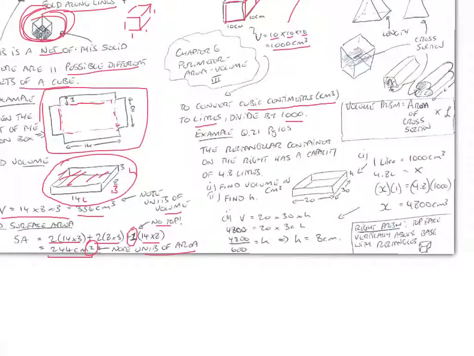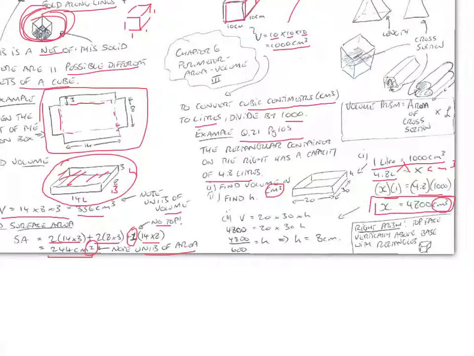The rectangular container on the right is from question 21, page 105. The rectangular container on the right has a capacity of 4.8 litres. Find the volume in centimetres cubed, not litres. So let's do that now. 1 litre is 1,000 centimetres cubed. 4.8 litres equals x centimetres cubed. So that's what we're looking for. Cross multiply. x by 1 is 4.8 by 1,000. So x, the volume in centimetres cubed, is equal to 4,800 centimetres cubed.